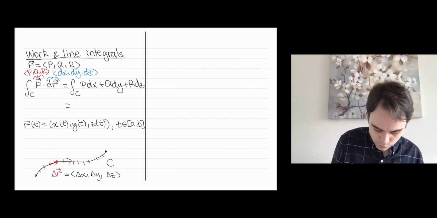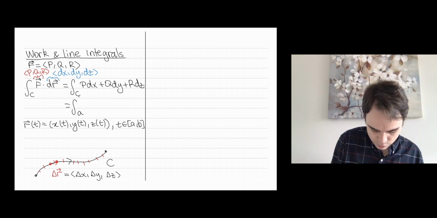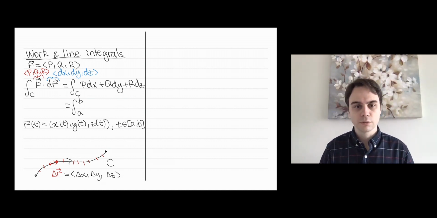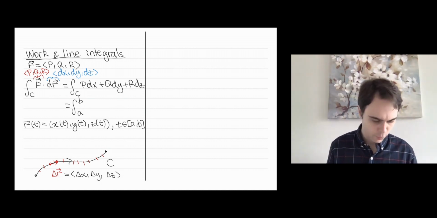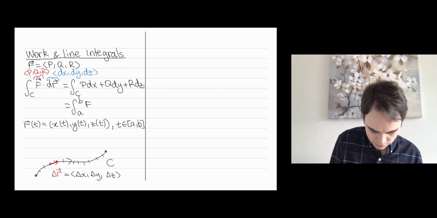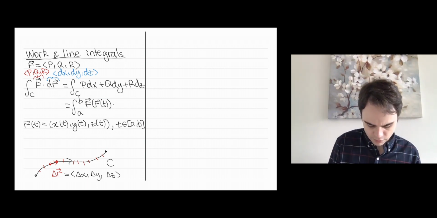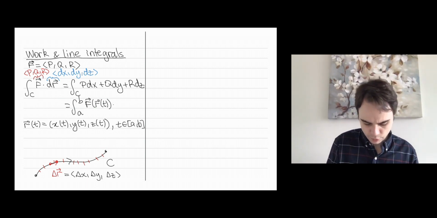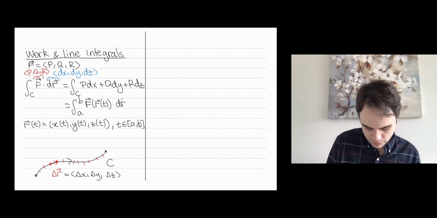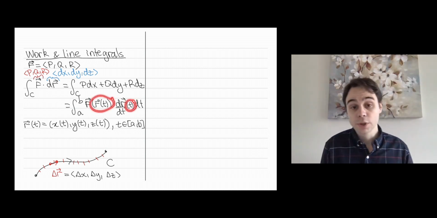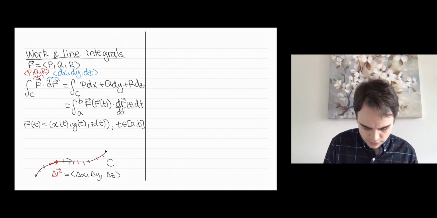So using a parametrization, we can set up the integral like this. We just replace our curve with the interval for the parametrization, the domain of the parametrization, and then we evaluate our vector field at the corresponding point of space corresponding to a parameter value. Then you multiply that by dr/dt multiplied by dt. So if you omit the points where you're supposed to evaluate the functions, this is just like replacing dr with dr/dt times dt.